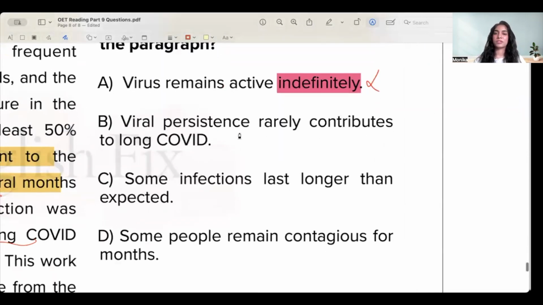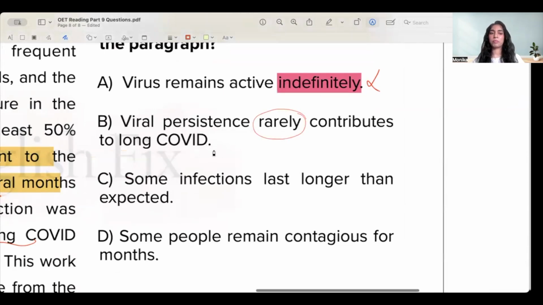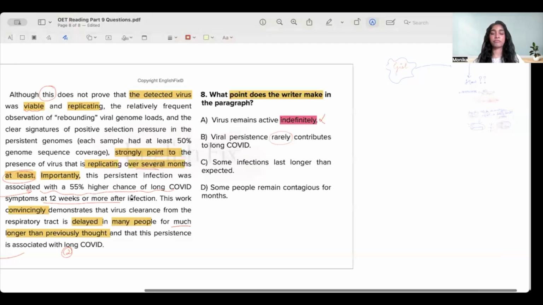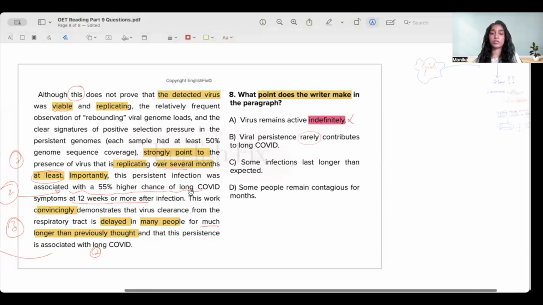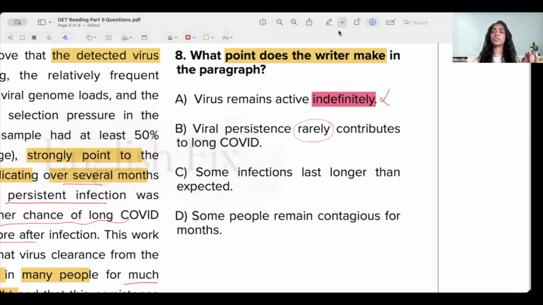Then, viral persistence rarely contributes to long COVID, but they are saying there's a 55% higher chance of long COVID symptoms associated with persistent infection. Importantly, this is telling us, this is convincing us, this is not even in debate. So this is the opposite of what my paragraph is telling me actually. Based on this, I know B is also wrong. There are only two options remaining.